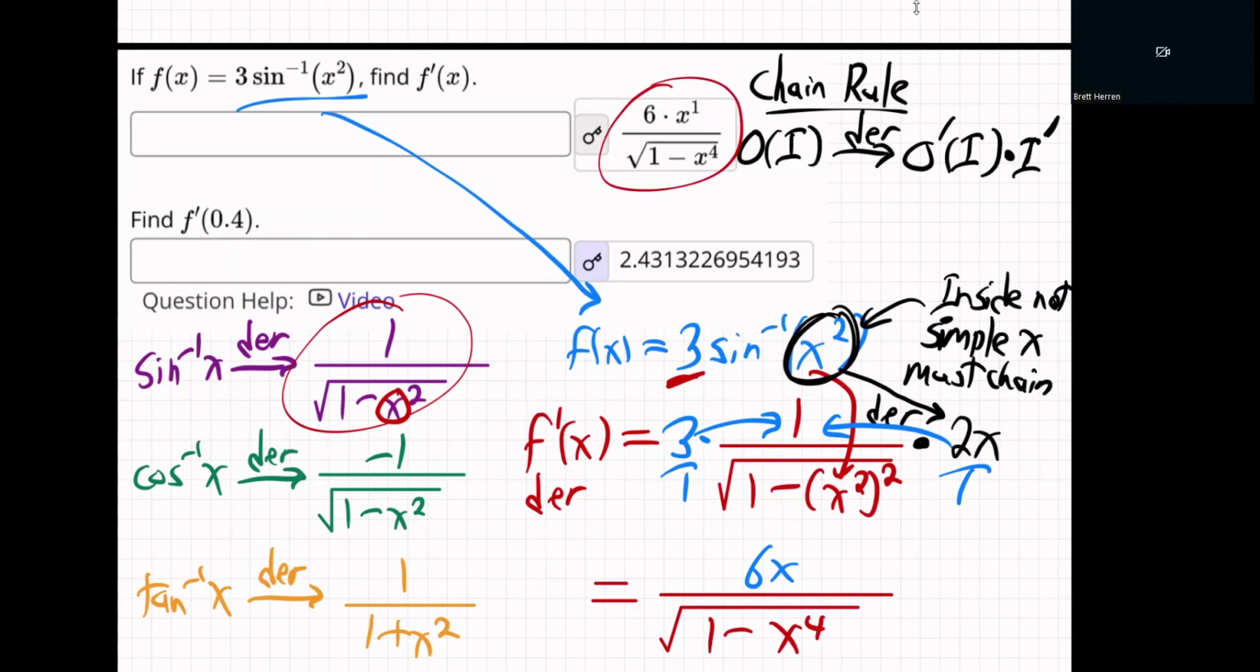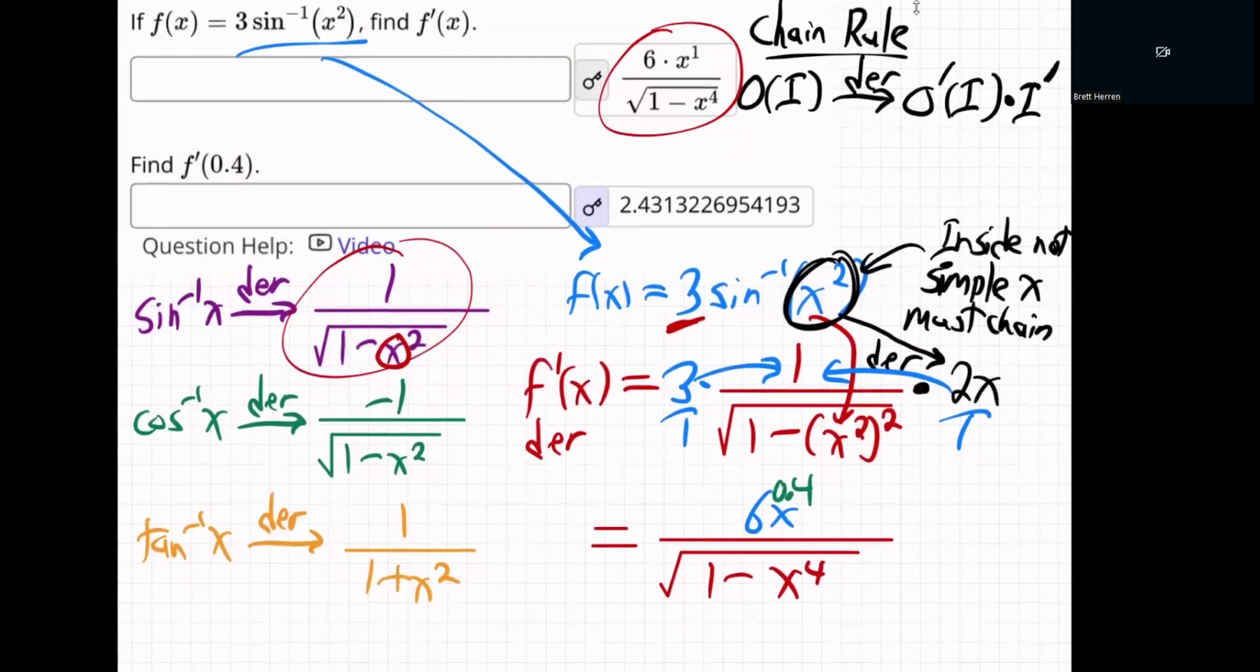Now for the second part, just take that 0.4 and plug it in for x. So you're just going to put in right here 0.4, 0.4, and right here 0.4. And hit the buttons on the calculator, go to the Desmos calculator, and you will get that answer right there. So there we go.